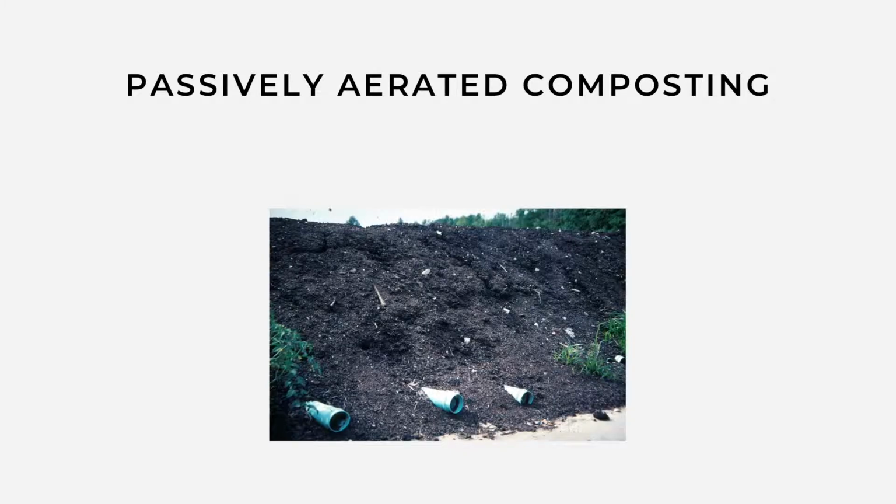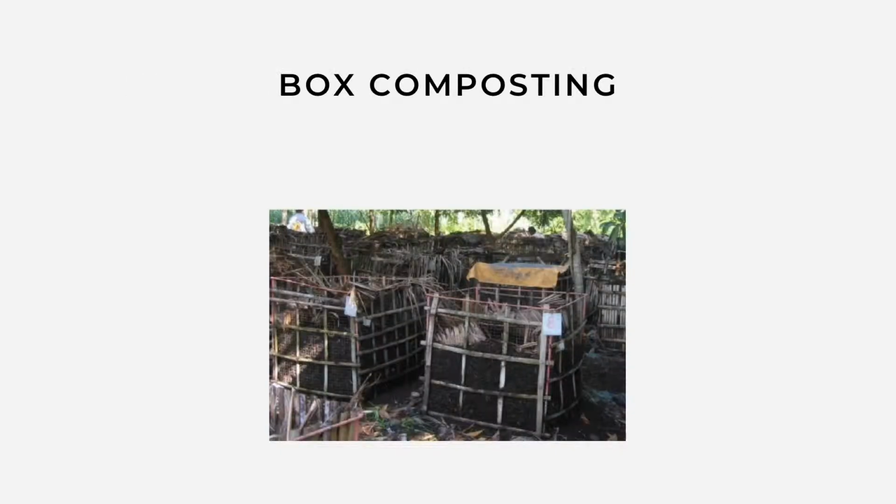The passive aeration enhances the windrow composting technology by means of hollow perforated pipes or other type of passive aerators that regulate heat and oxygen supply. While box composting has a lot of similarities with the windrow technology, it is done in containers. These are boxes made out of bricks, wood, or mesh with holes in between and a screen at the bottom.